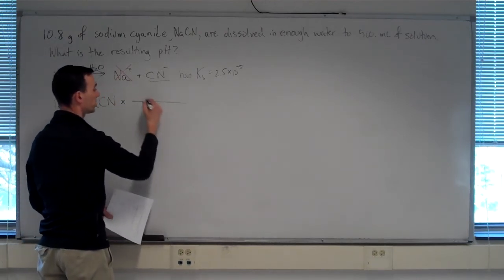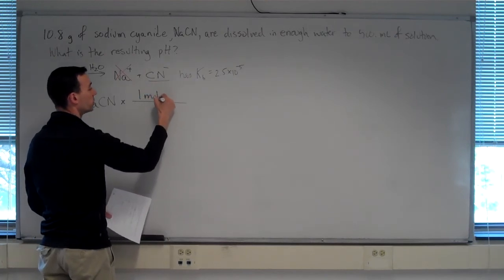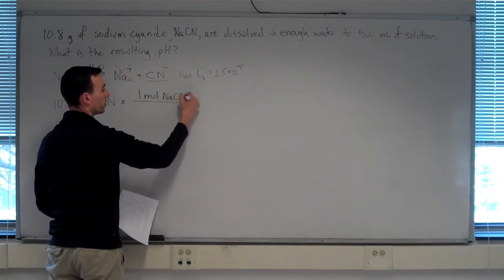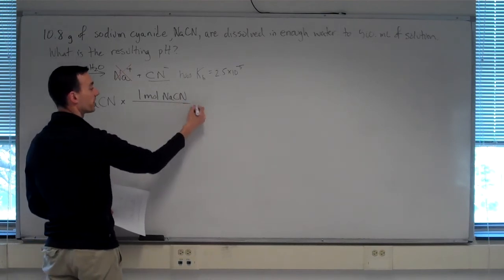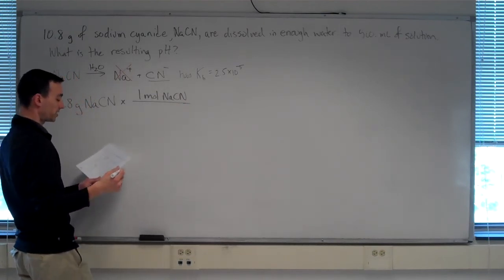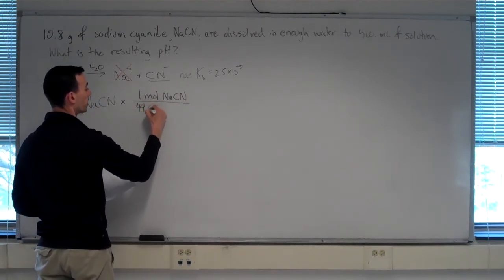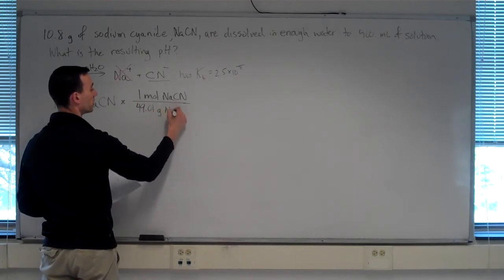Okay. So this is just like we learned how to calculate any solution concentration, that you do for lab or that you did in Chem 1. We need the molar mass of sodium cyanide. It's going to be 49.01 grams.